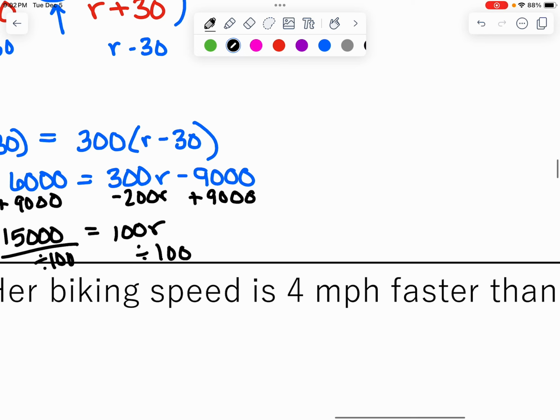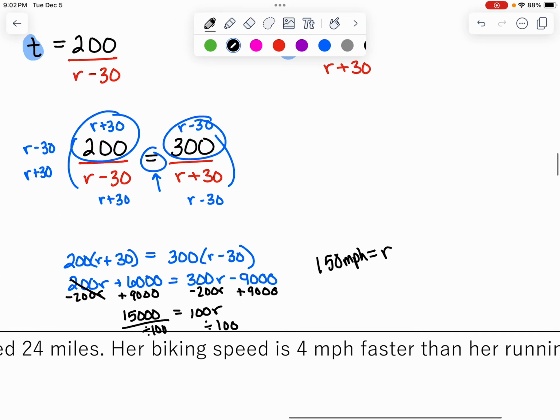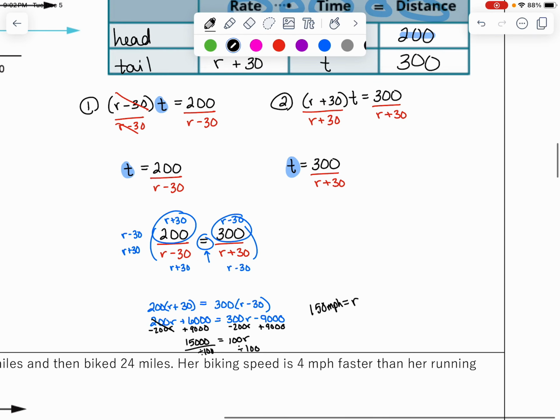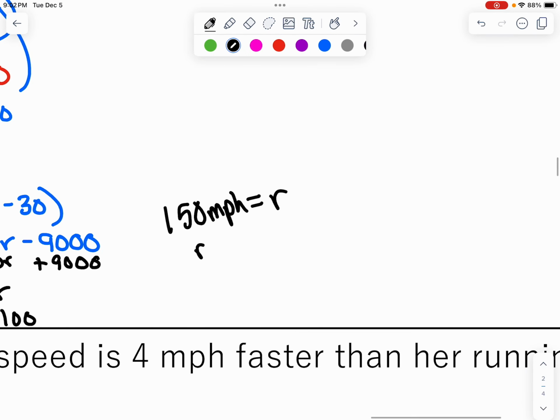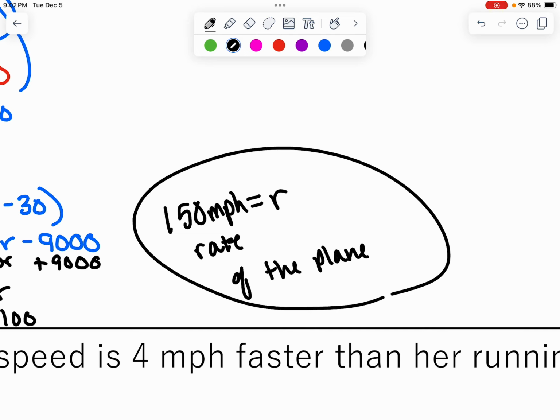150 equals what? R, is that correct? It does, but what is 150? Bananas? Yes. What was R? Miles per hour. Do you remember what R represented? The rate at which the planes flew. All by itself. So that is the rate of the plane, which is what the question asked for. Good job. Wasn't that cool?